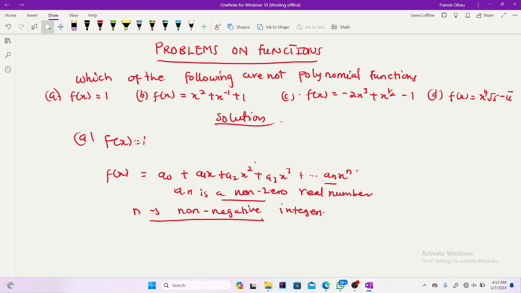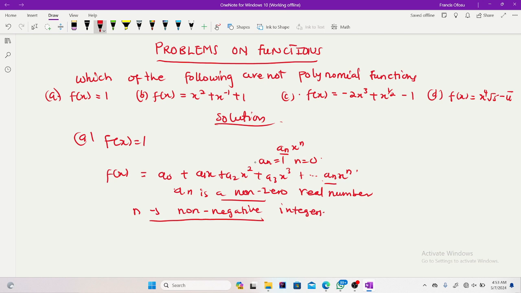So when I analyze f of x is equal to 1, this is just a constant function, right? And it has only the number 1 here. So for the number 1, it means that in our general notation an x to the power n, our an is equal to 1, right? And our n is equal to 0. So this side is 0, so that we have 1, and the entire coefficient is giving us 1.